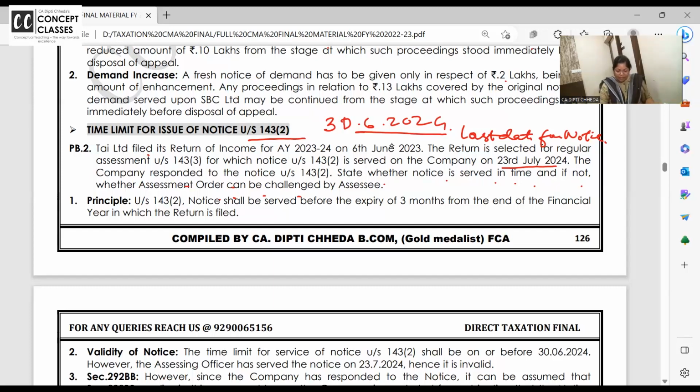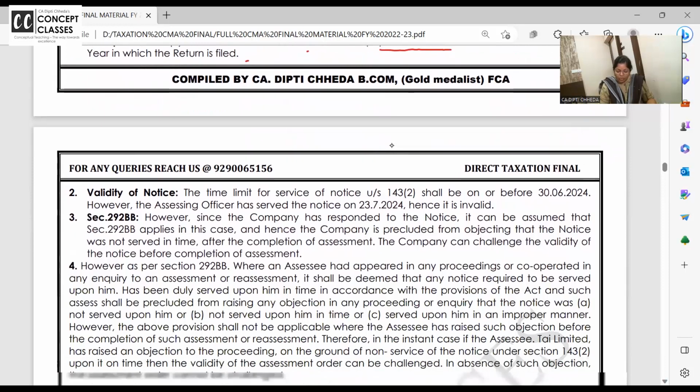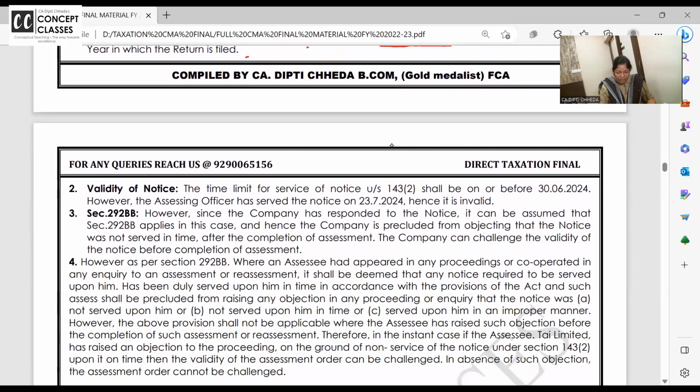So under section 143(2), notice should be served within 3 months from the end. This is the fact principle. Notice for service shall be served on 30 June. However, AO served in July. Under section 292BB, since the company has responded to the wrong notice, it can be assumed that 292BB applies, and hence the company is precluded from objecting that notice was not served on time.